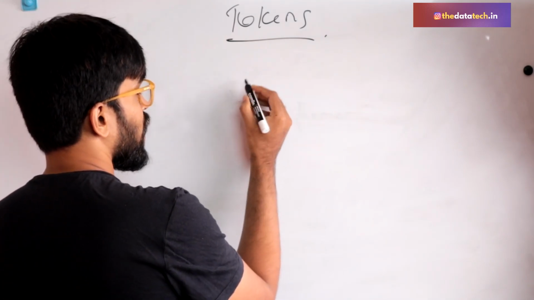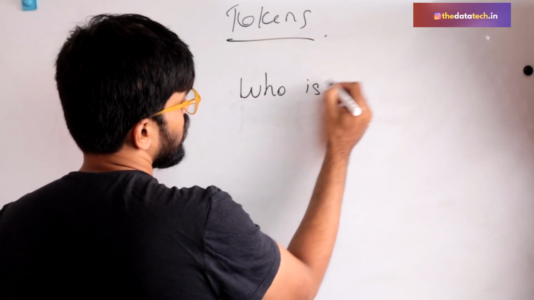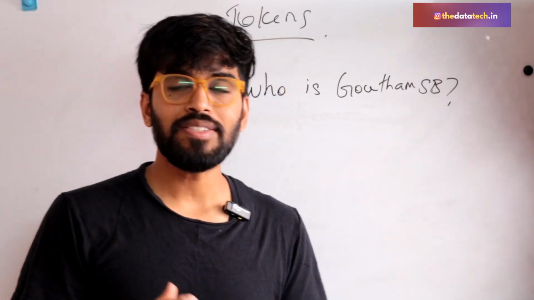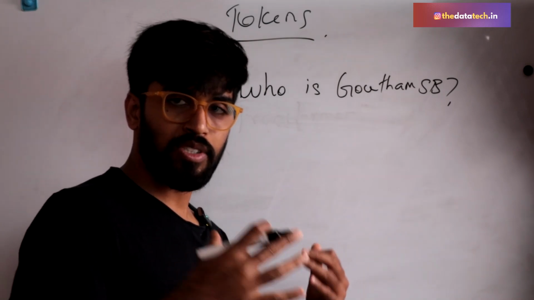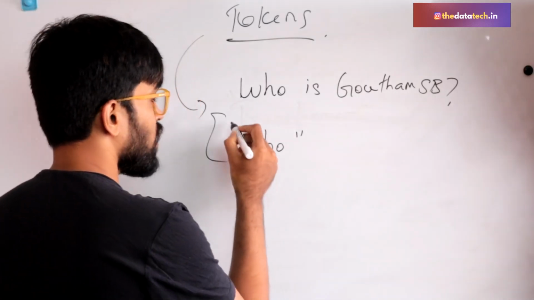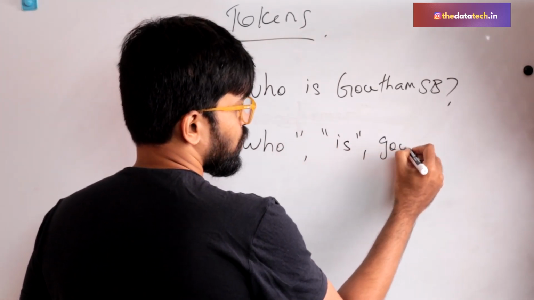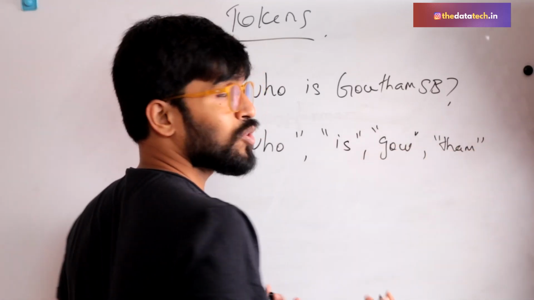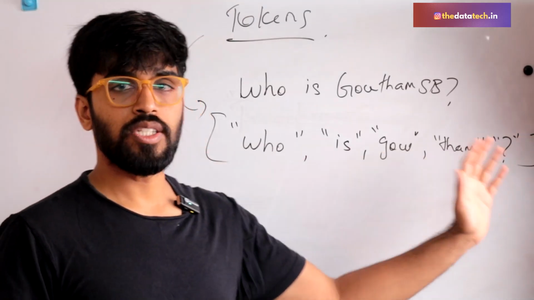Imagine I say, who is Gautam SB? This is my name. When you ask who is Gautam SB, what is the very first thing the LLM process does? This is where the token comes into the picture. It splits the words into tokens. Who is one token, and then is, and then Gautam. It splits Gau separately and tam separately, and you may get a question why it's so. I'll tell you. Then the question mark. This is how the tokens get split.